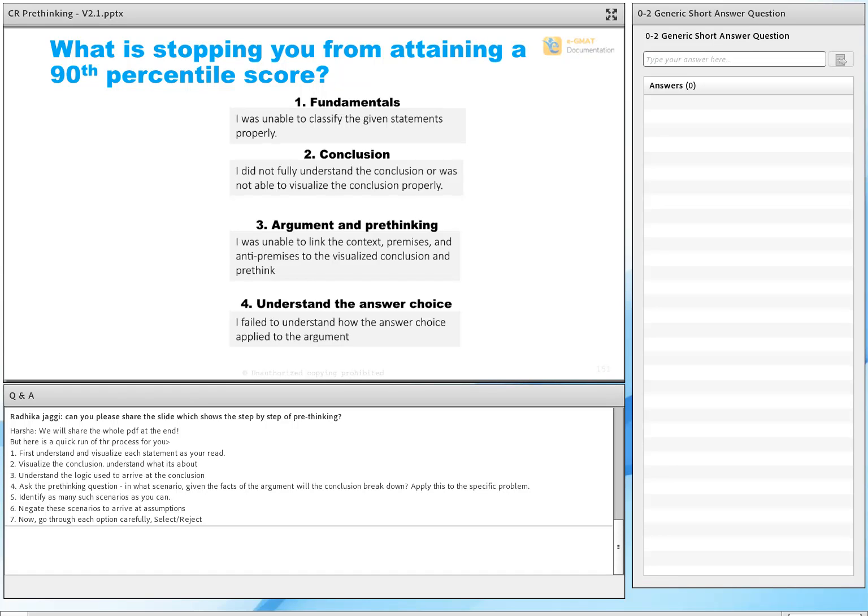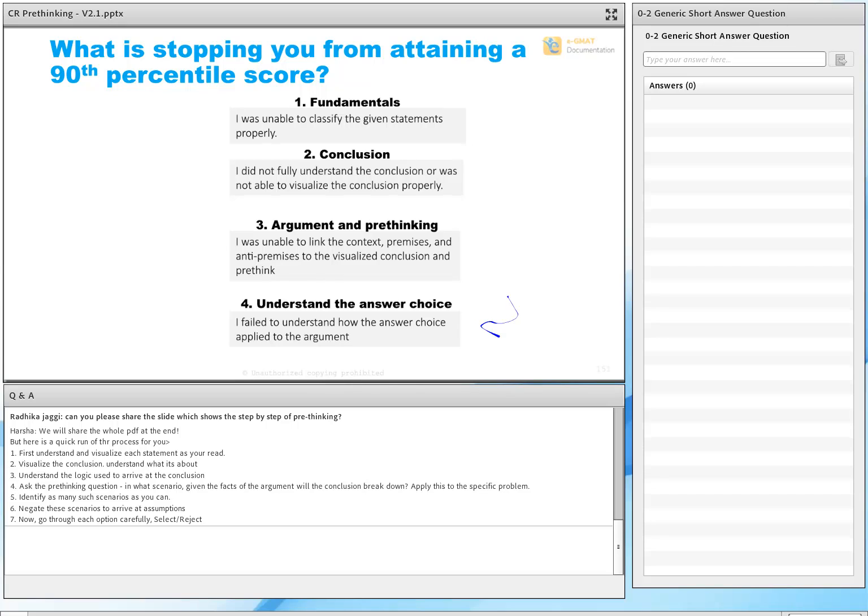Once you do the pre-thinking, you have a really good idea of what the correct answer should say. You should then look at the answer choices and make sure you are able to do the same thing to the answer choice that you did to the conclusion, where you are able to visualize that answer choice and really say, does it make sense in the context of the logic of the argument or in the context of my pre-thinking?